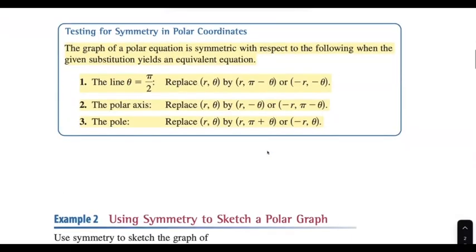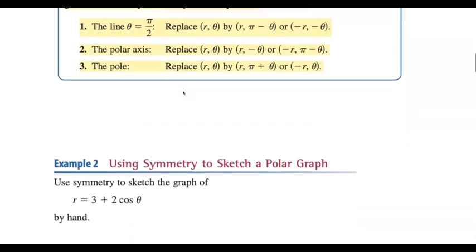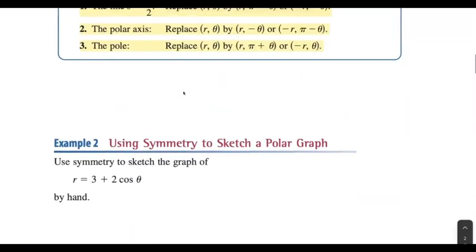If you want, you could test for symmetry. This shows you how to test for symmetry. Honestly, most of the time I just graph. It takes me more time to test for symmetry than it is to actually just deal with the problem. But they can help if you notice it right away.